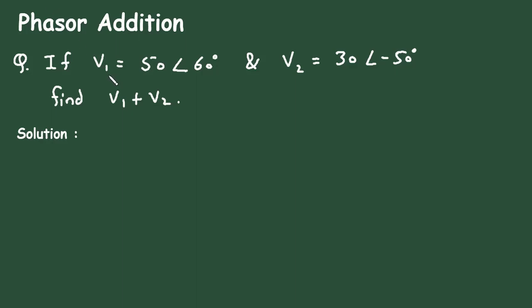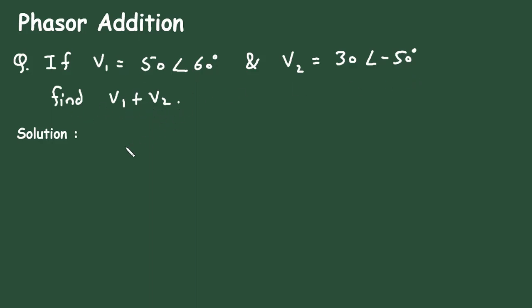In this video, we will see an example on phasor addition. Question: if V1 is equal to 50 at an angle 60 degree and V2 is equal to 30 at an angle minus 50 degree, find V1 plus V2.